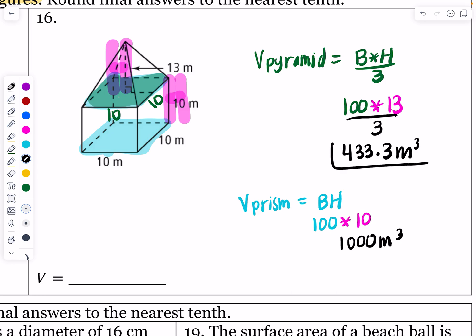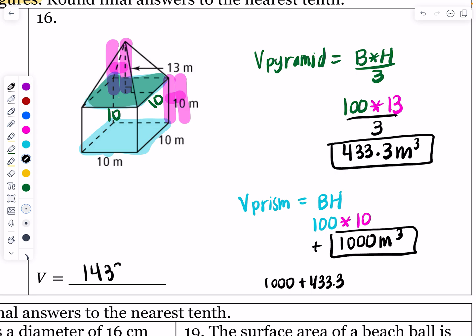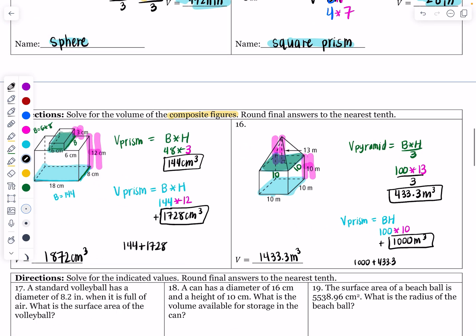And so I'm going to add together my two volumes. That is going to give me 1,000 plus 433.3. That is going to give me 1,433.3 meters cubed of volume on this shape. So those are my composite figures. We're just putting together different shapes.